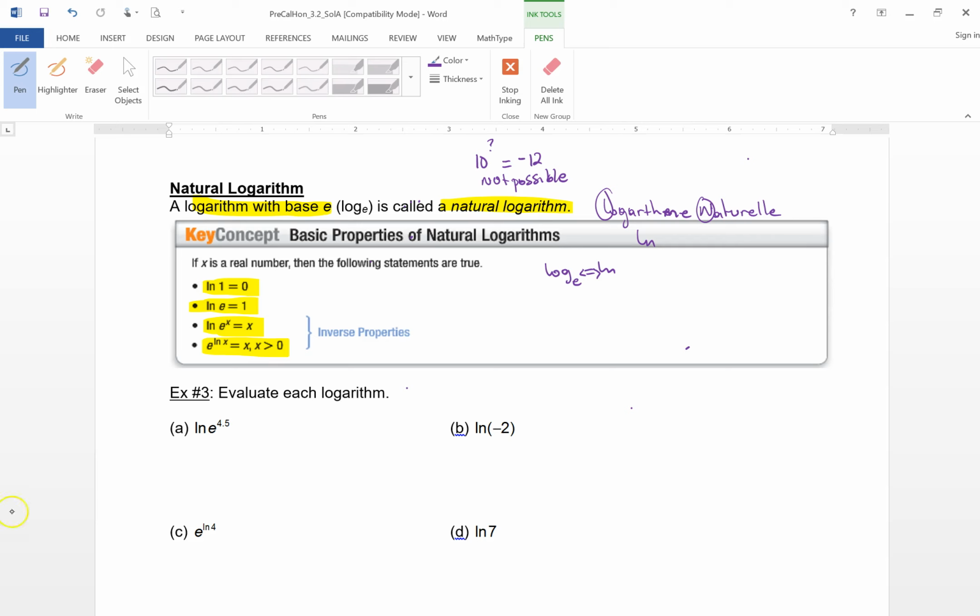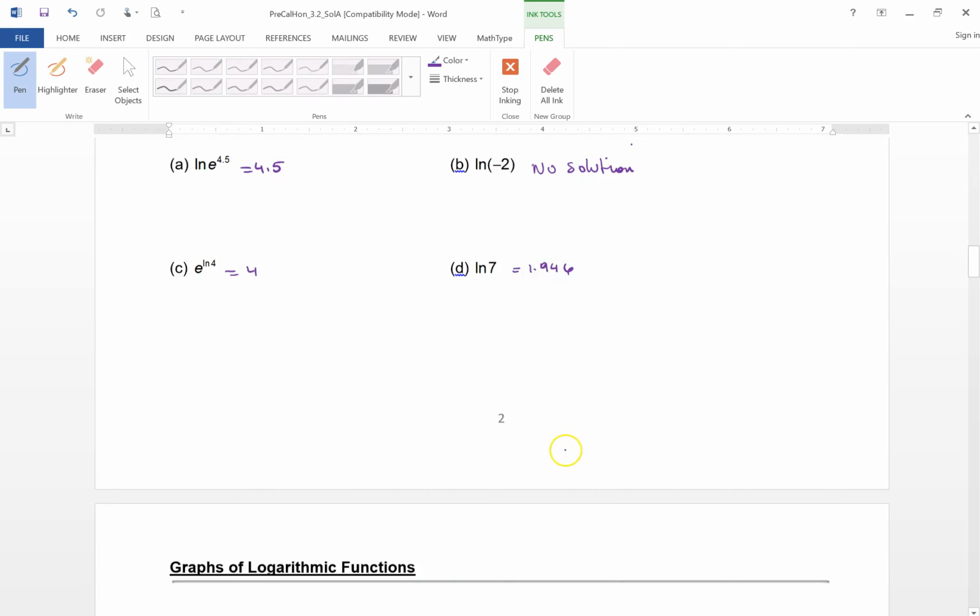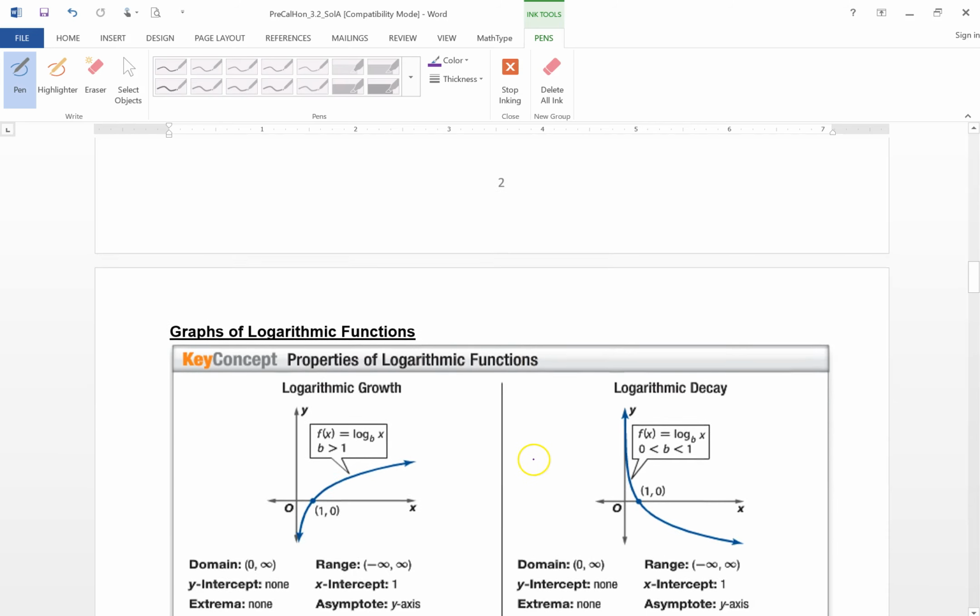this gives you, here for part A, 4.5. ln of -2, no solution. You can never take the logarithm of a negative number. Okay? e to the ln of 4, 4. ln of 7, we plug it in the calculator, and we get 1.946.